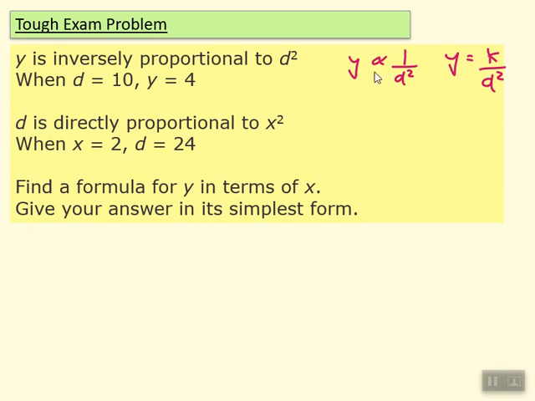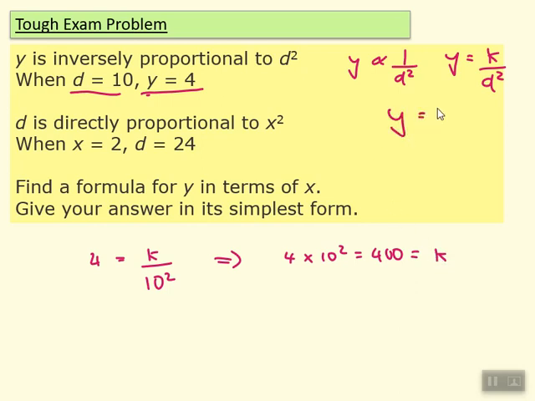Okay, so what I'm going to do is replace the letter D with 10 and Y with 4, and try and work out this constant of proportionality, that K. So 4 is equal to something divided by 10 squared. Okay, so multiplying 10 squared over, 4 times 10 squared is 400, and that's what K is. So K is 400, so that means Y is equal to 400 divided by D squared. Okay, so that is the formula that connects Y and D squared together.